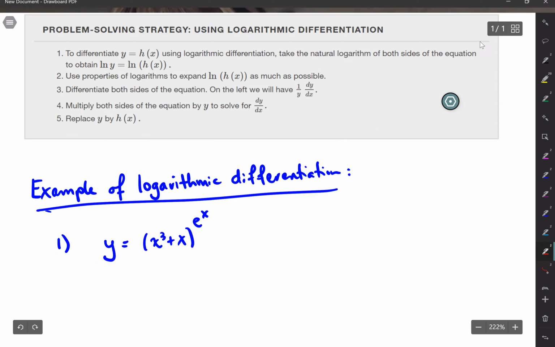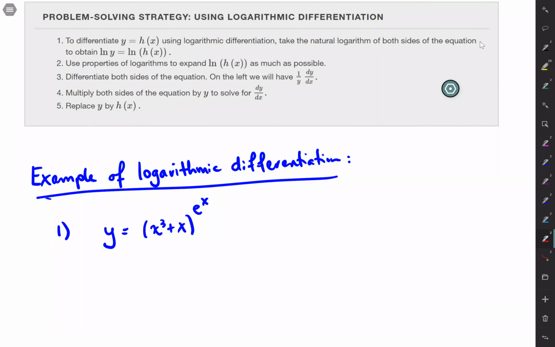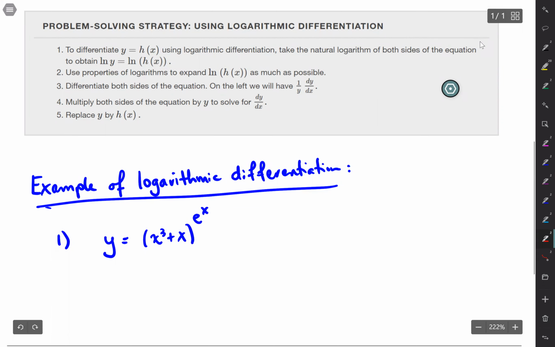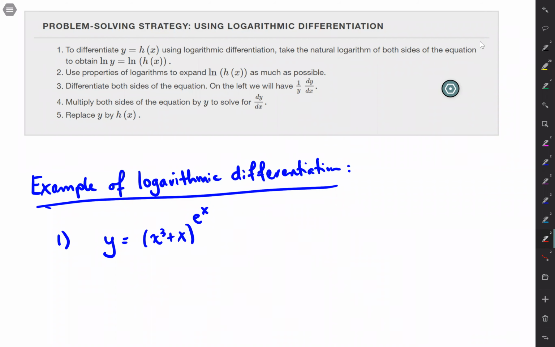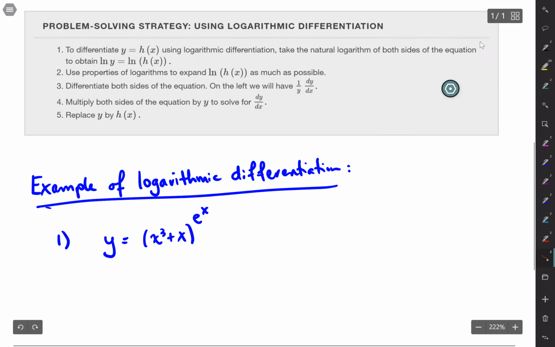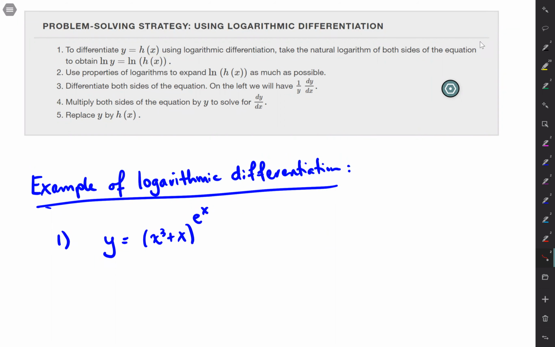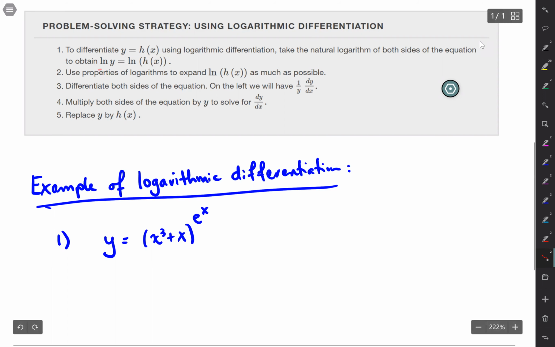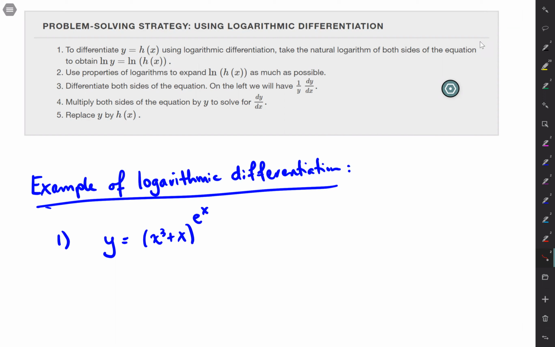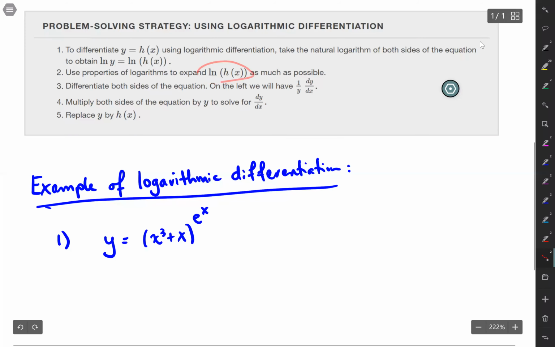Okay, now I'd like to do an example of how to use logarithmic differentiation to solve a derivative problem. So it says to differentiate y equals h of x. One way to do this is take the natural log of both sides. You get natural log of y is natural log of h of x. And then you can use the properties of logarithms to expand this right-hand side as much as possible.